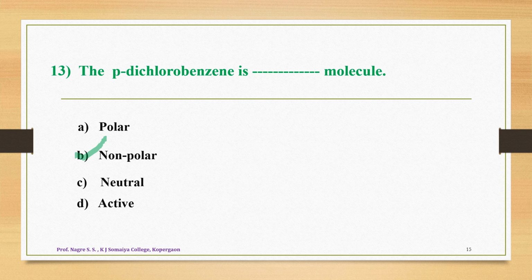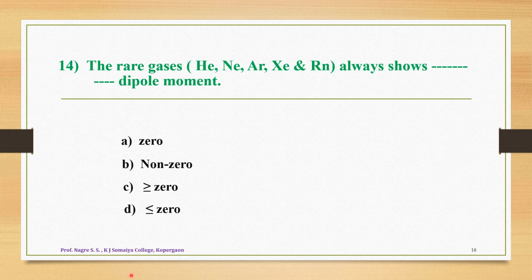And why is this non-polar? Because if we look at the structure of para-dichlorobenzene, two chlorine atoms are present at the para position. That's why the resultant bond moments between the carbon and the chlorine get cancelled, because dipole moment is a vector quantity. That's why the vector summation comes out to be 0, and that's why this molecule is called a non-polar molecule.